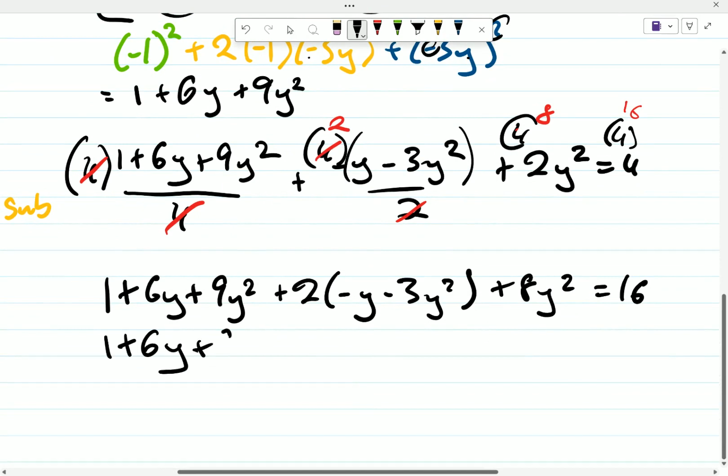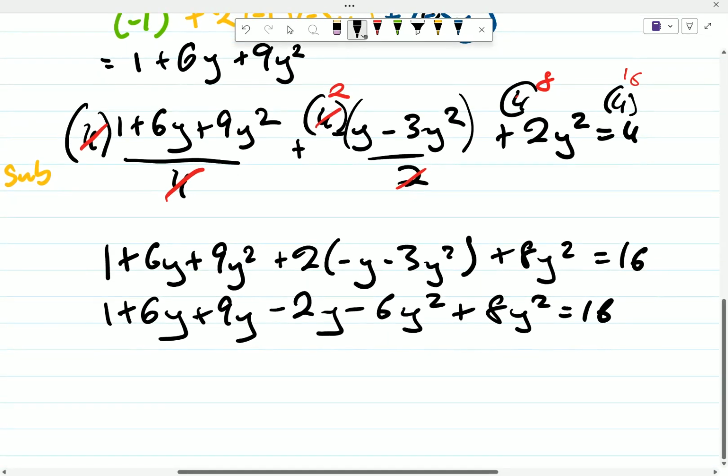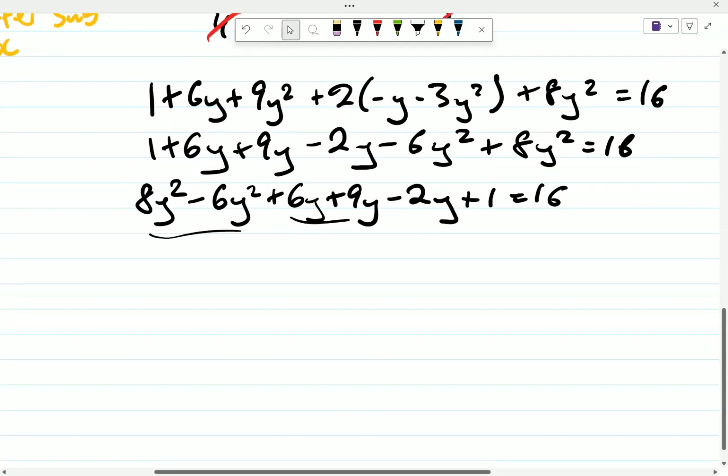Yeah, we can multiply out the brackets: 9y squared minus 2y minus 6y squared plus 8y squared is equal to 16. Now get everything in order, get your like terms together. So bring your highest power y to the very left, then bring just your regular y's, and then bring your 1 at the end. And that's equal to 16.